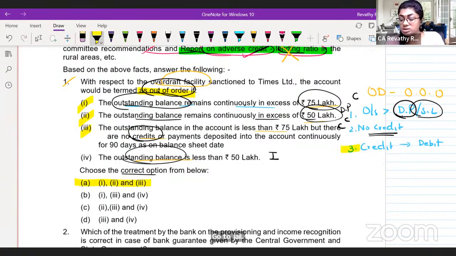So those people who are asking, can you explain the last condition? It's like this. Borrower is repaying the amount, but that amount repayment is not even sufficient to meet the interest debited. That is, if the amount the borrower pays cannot even cover the interest debited, then it is out of order.